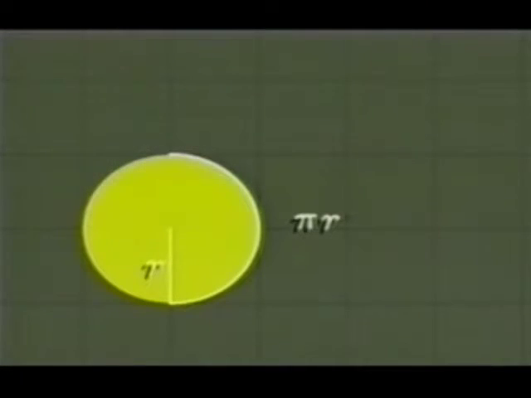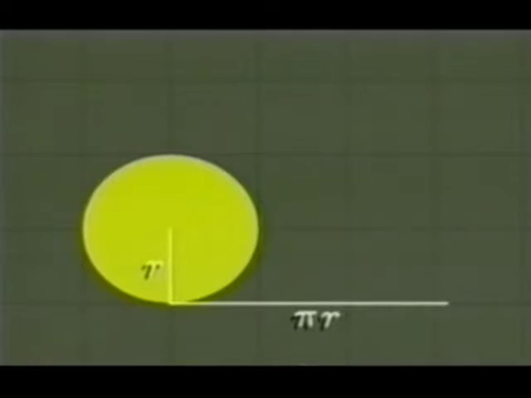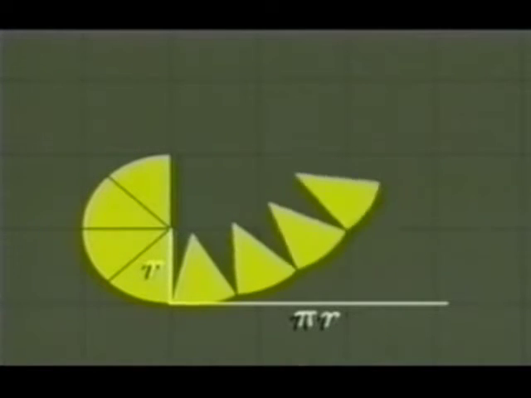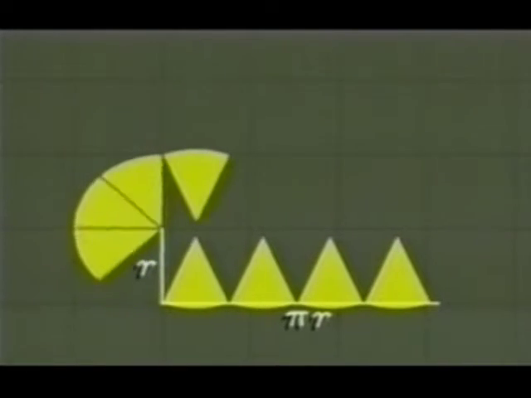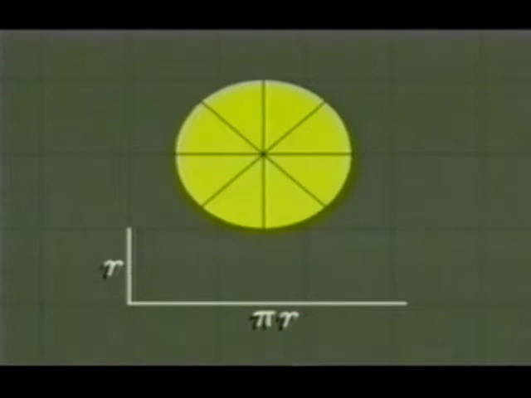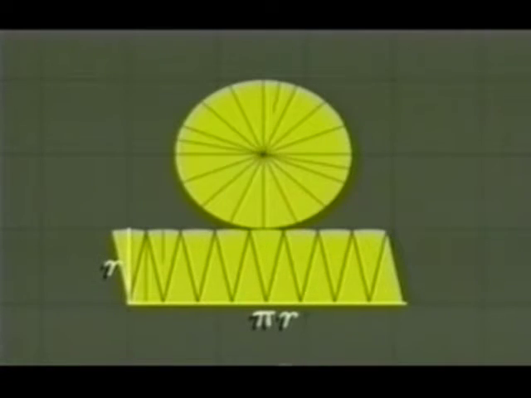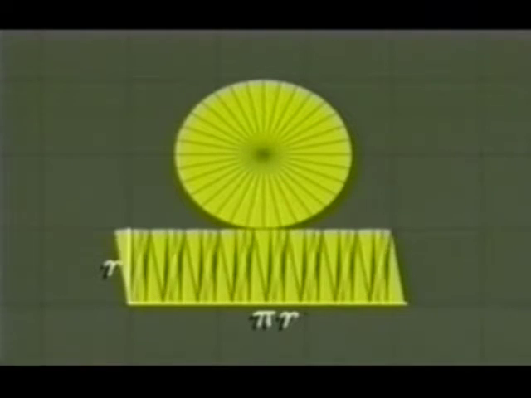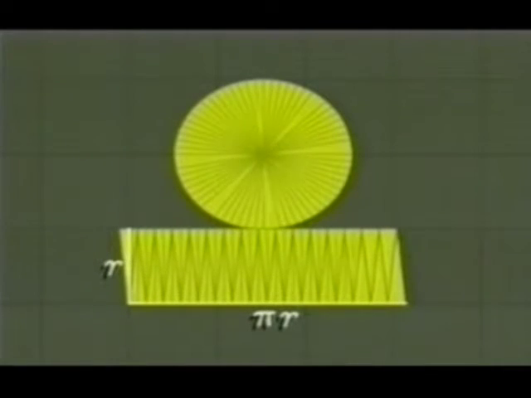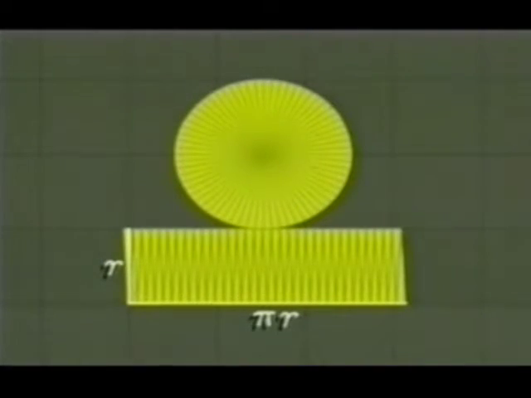To see why this is true, unwrap half the circumference for reference. Divide the disk into an even number of equal slices and rearrange them to form a sort of parallelogram with the same area as the disk. As we take more and more slices, making them thinner and thinner, the parallelogram becomes more and more like a rectangle, with base pi r and altitude r, and the area is pi r squared.